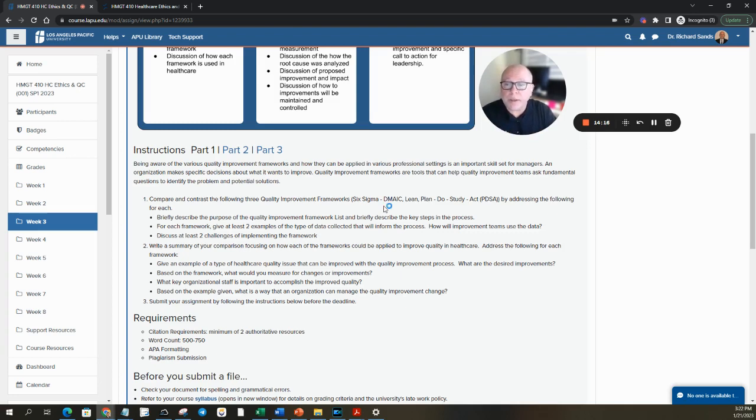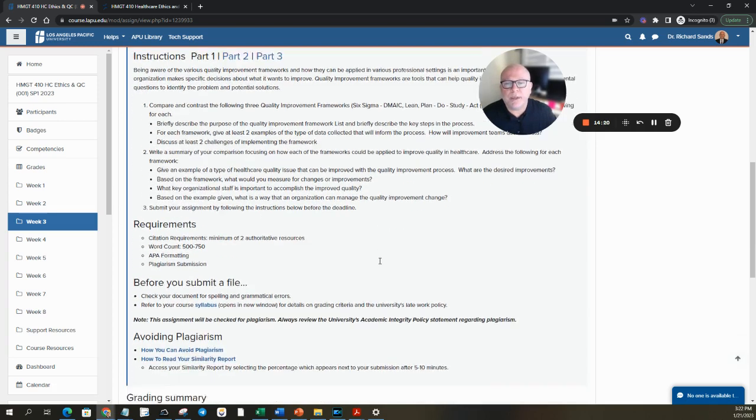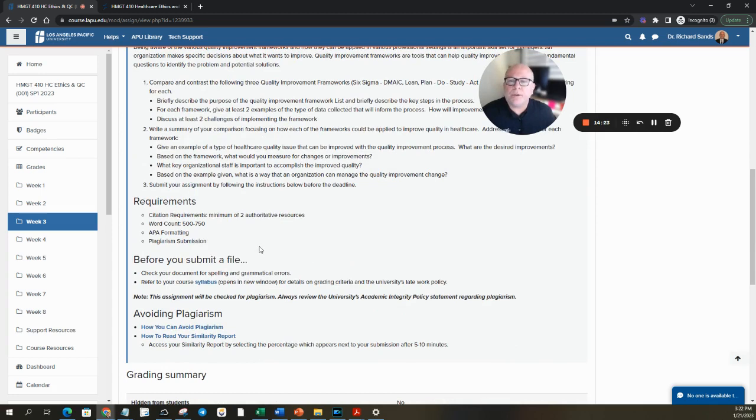The number 3, submit your assignment by following the instructions below before the deadline. Okay, so citation requirements, minimum of 2. So you have to have a minimum of 2. And then it says word count, 500 to 750. So, and I posted this, what I'm about to say, I also posted this in the announcement section. The word count's a guide. It's a recommendation. It's to get you about how long your paper should be.